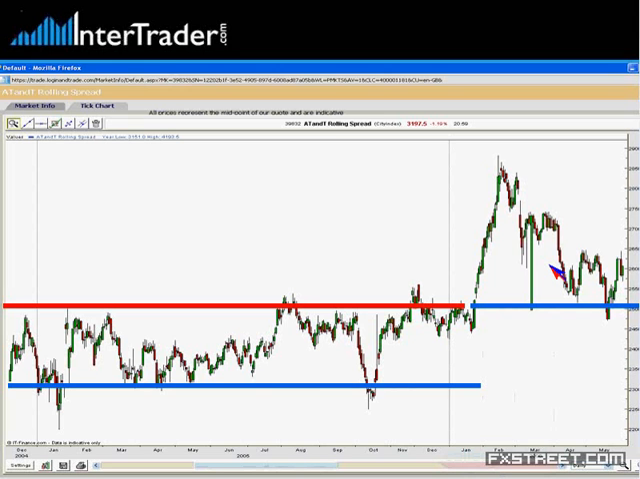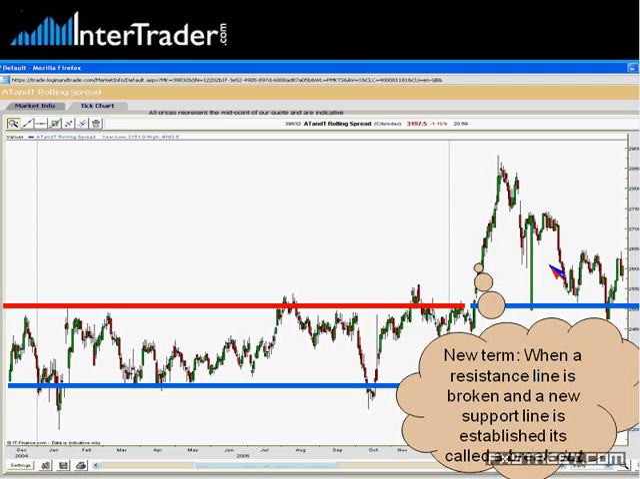So that new term is when we see that the resistance line is broken. We call that a breakout. So it's broken out of that particular trend, and it's formed a new sideways movement above, and where our level of resistance was, that is our new support.